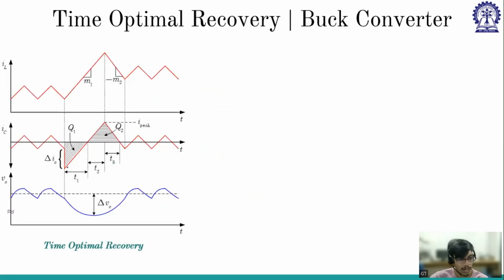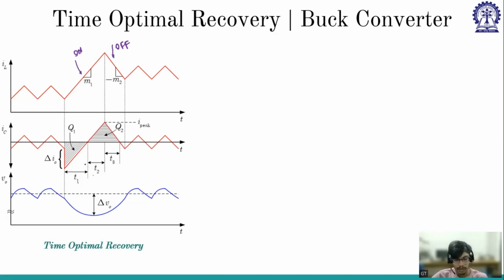So as I have discussed, the inductor current is something like this. This is the on state and this is the off state. From here, we can get T1, T2, T3, which Sir has discussed. I was also planning to discuss this today, but as time is limited, I will not go into the details. This is the optimal time recovery.